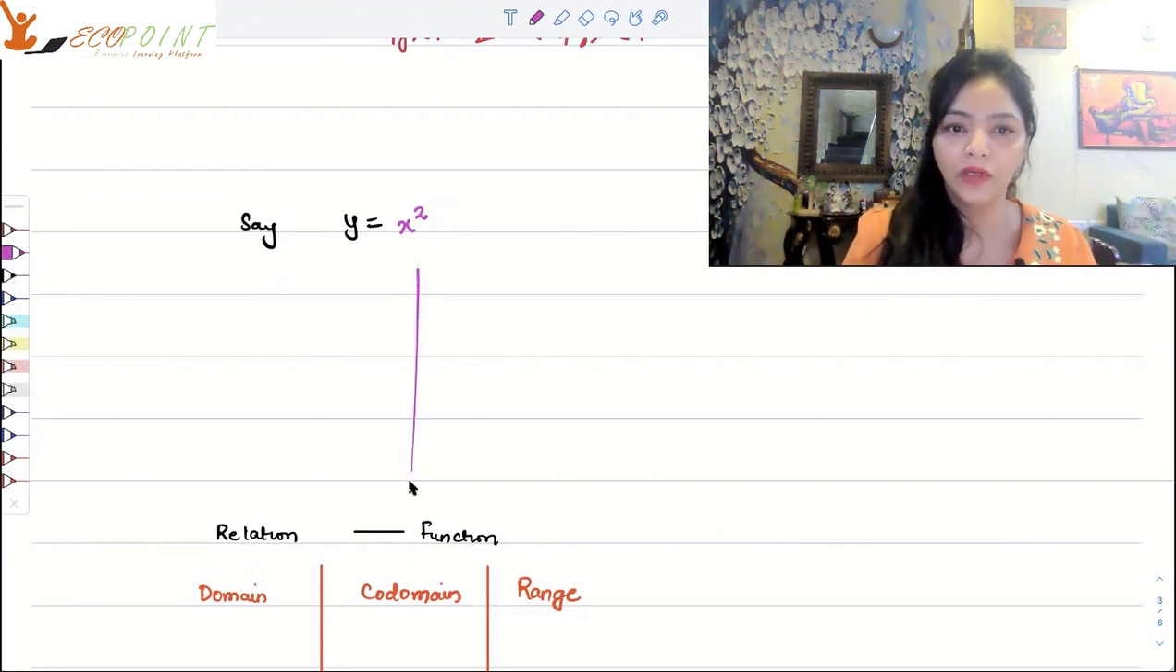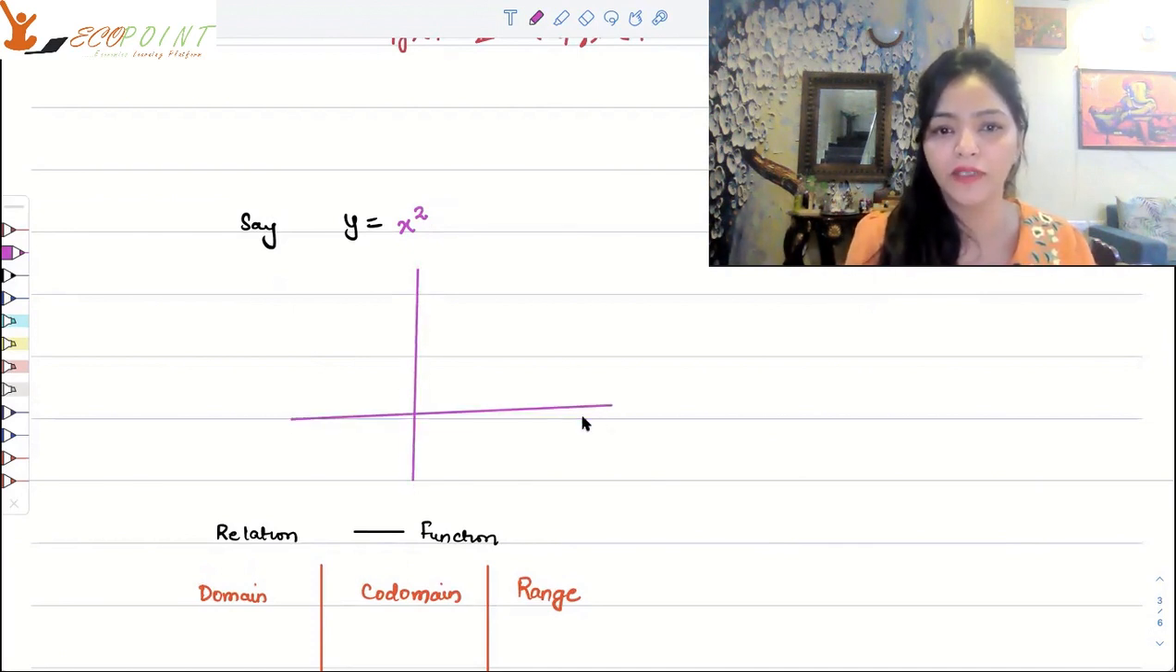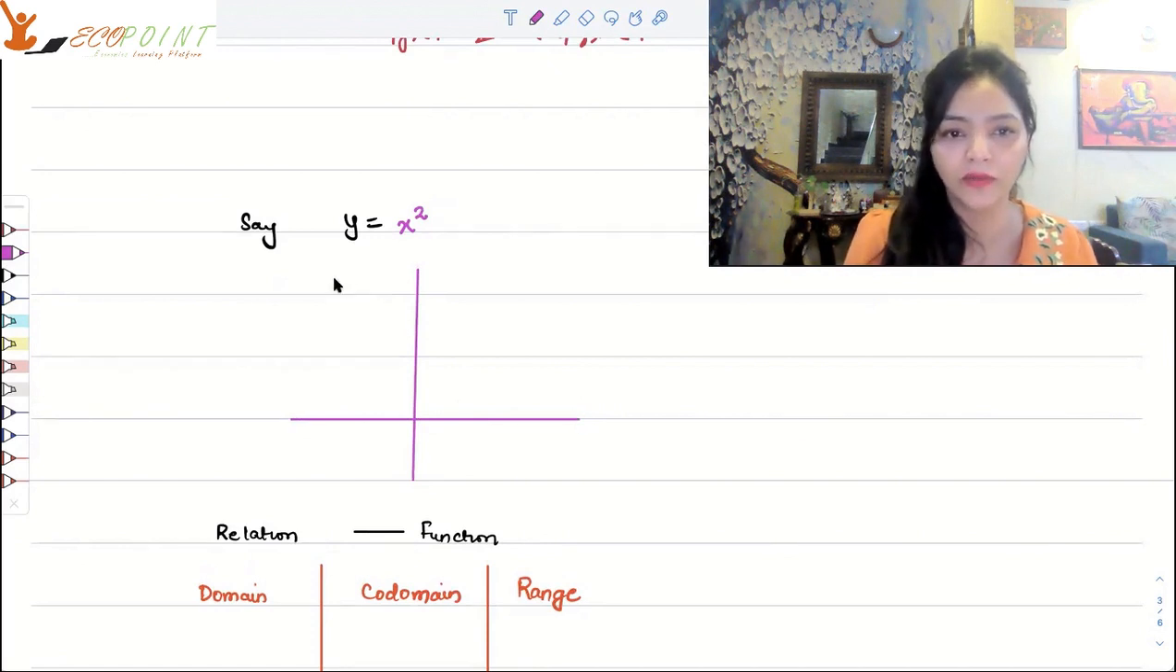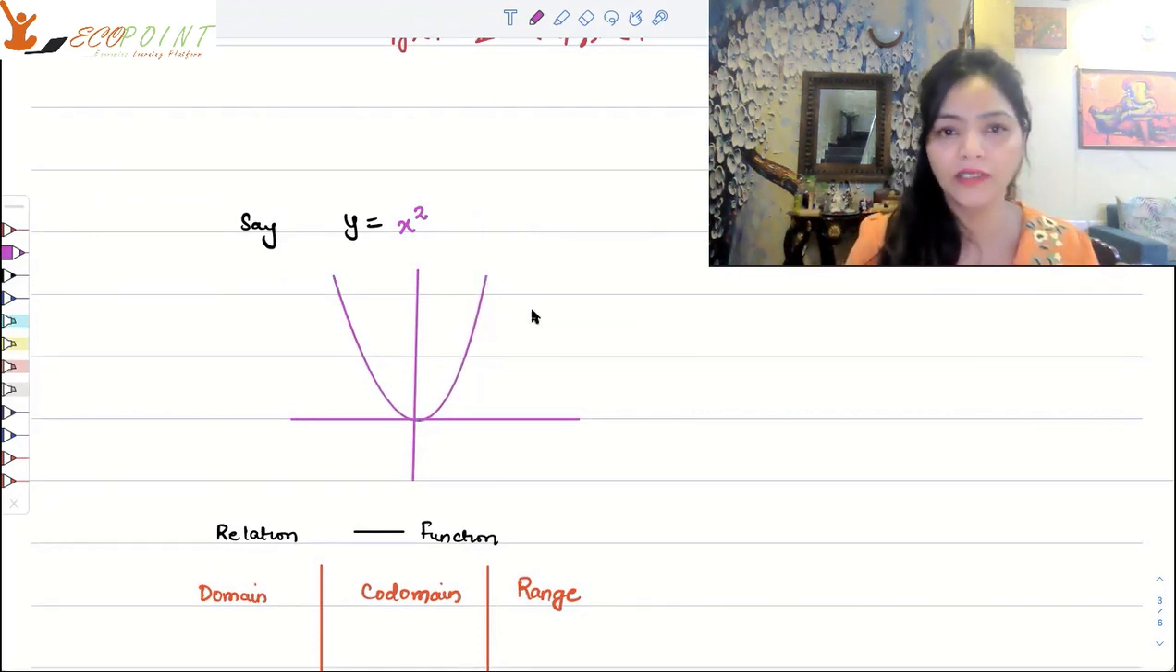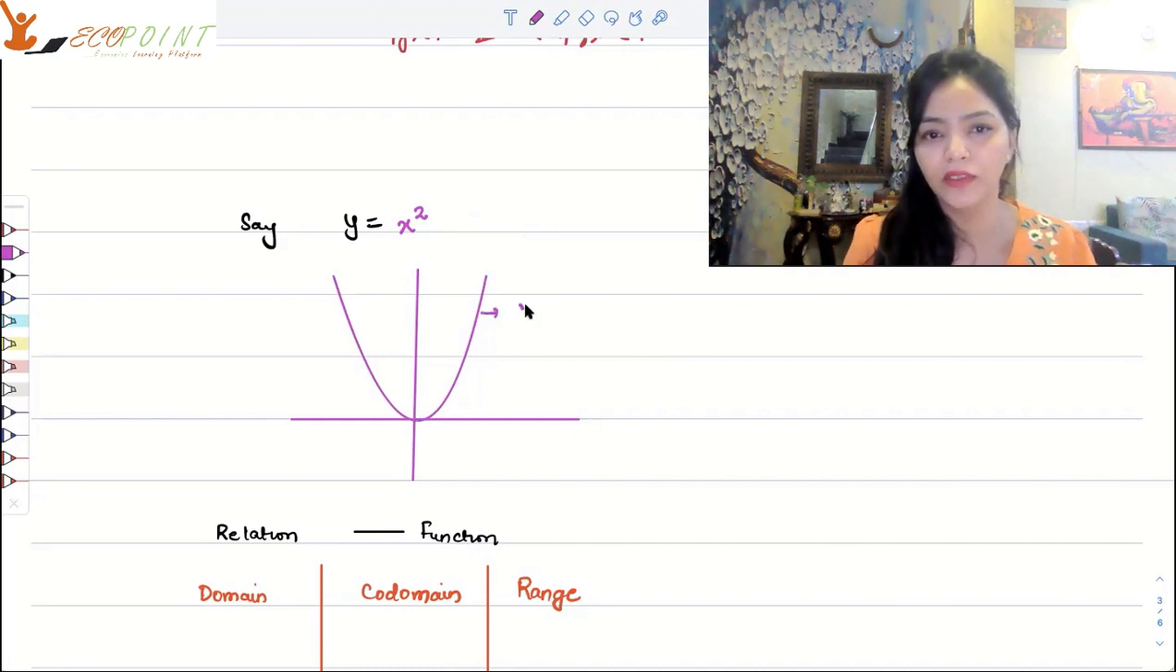If you graph it, the first thing you can do is just graph it. X squared is a simple graph. We know that it's going to move symmetrically on both axes and it's a parabola. So y equals x squared is the graph you see. So my f(x) is x squared.